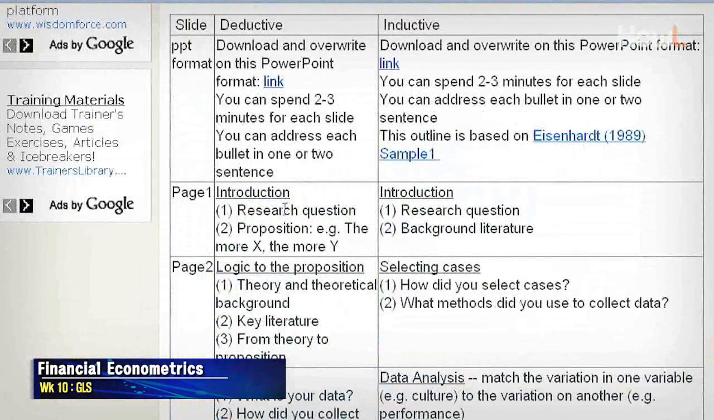First, the deductive one. Page 1, PPT slide number 1: research question, and you write down the proposition. The more X, the more Y. Page 2, logic to proposition. You have to explain how you derived the proposition. It is theory based, so there is a theoretical background, key literature, and you write down how you derive the proposition from those theories. So from research question, then theory, and then your proposition.